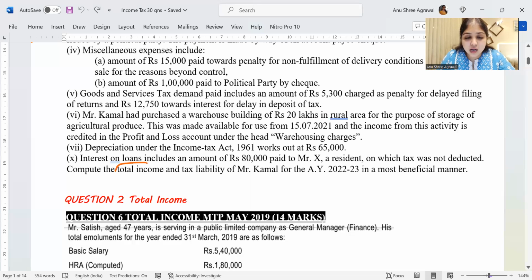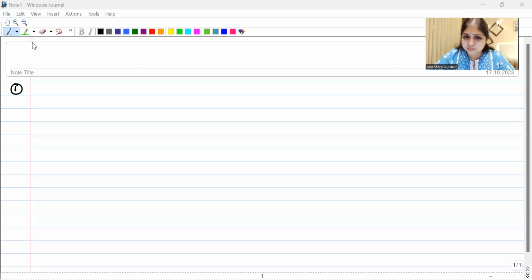What are they asking us? Compute total income and tax liability in the most beneficial manner, guys. Most beneficial manner means what? Normal tax rate we will calculate, 115BAC we will calculate, and out of these two we will pick whichever is the lesser number.